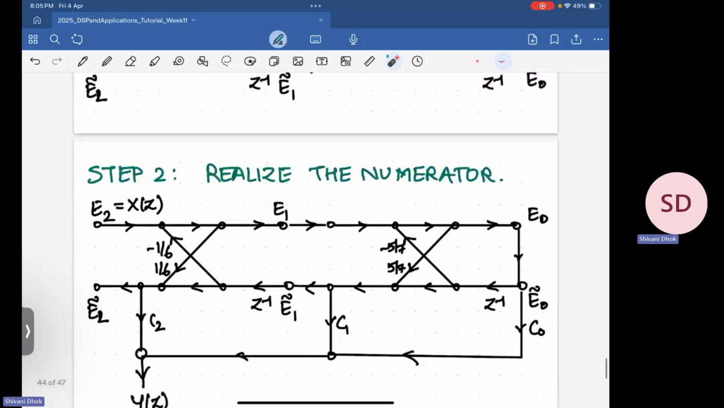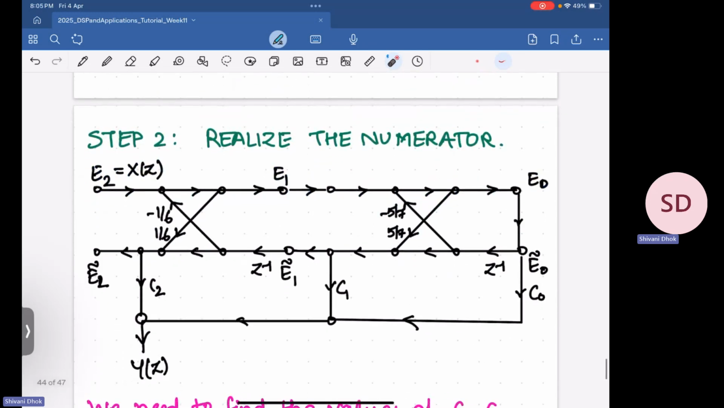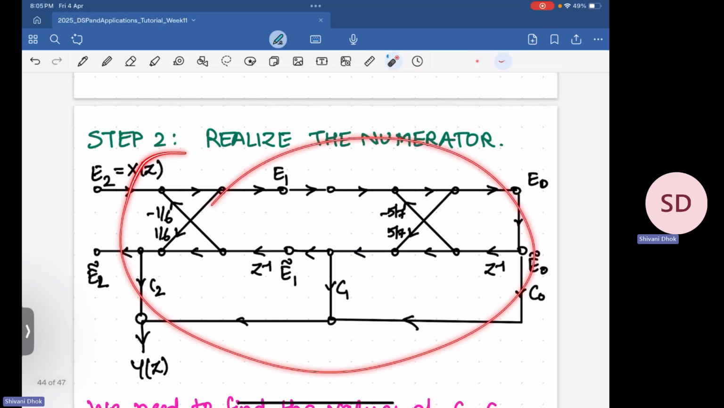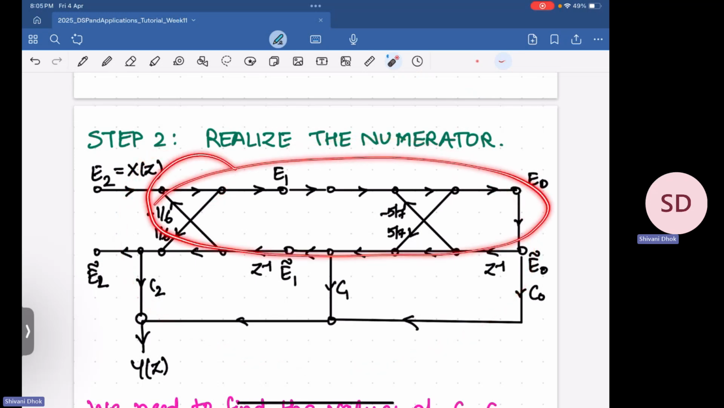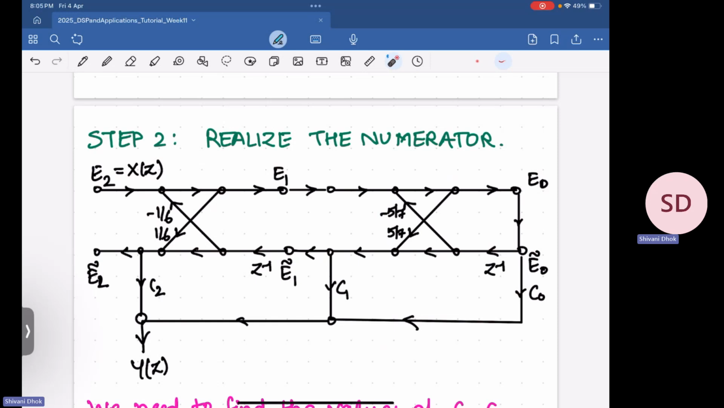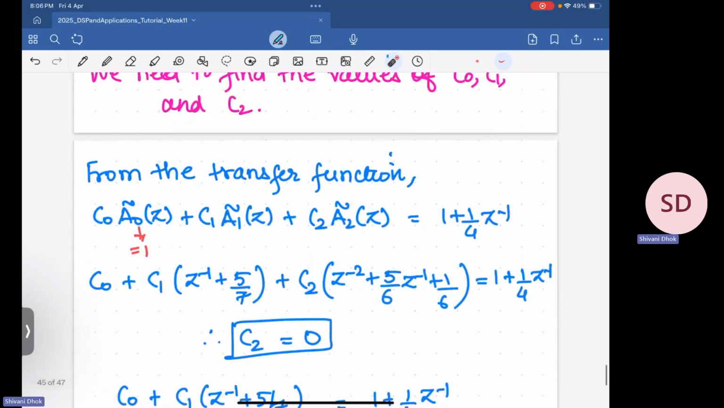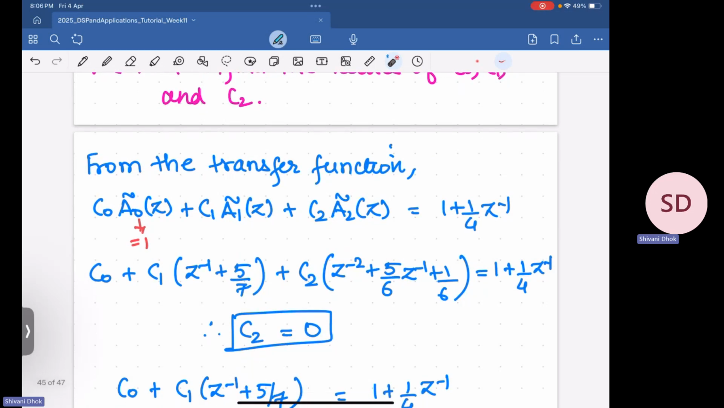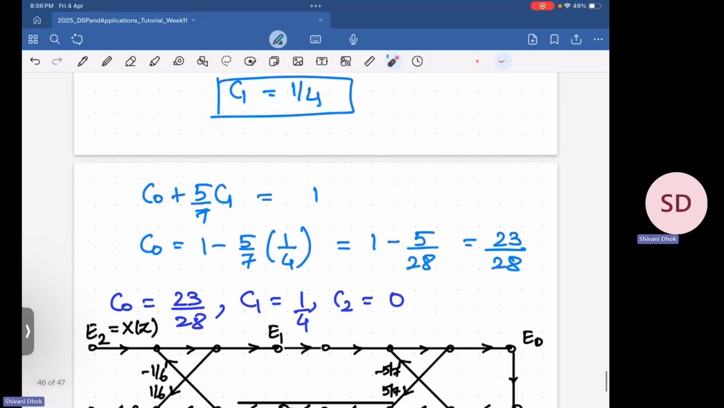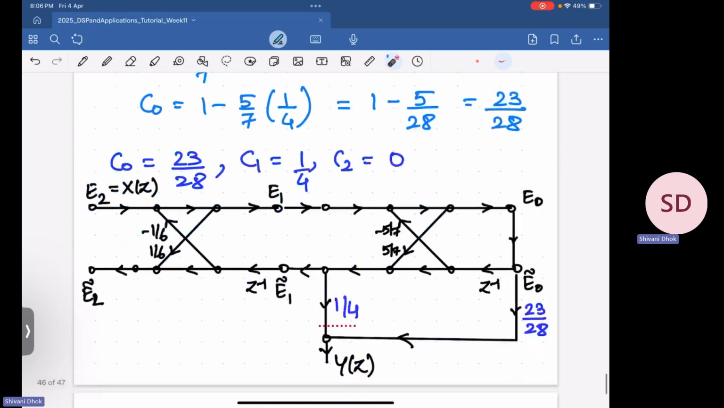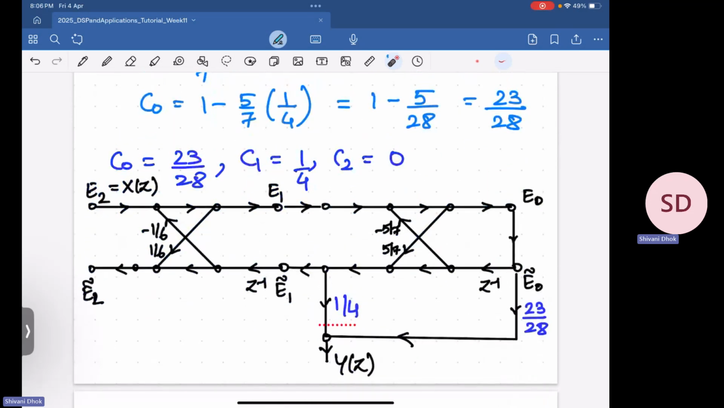Once we have our denominator, the next step is to realize the numerator, and that is given by this particular diagram here. This part is simply our denominator; we have already designed that. What remains is to find these coefficients c0, c1 and c2, and we will use the numerator part of our transfer function to get them. When we simplify it, we get the value of c0 as 23 by 28, c1 as 1 by 4 and c2 as 0. Therefore, after substituting these values, this is the final lattice structure that we get.